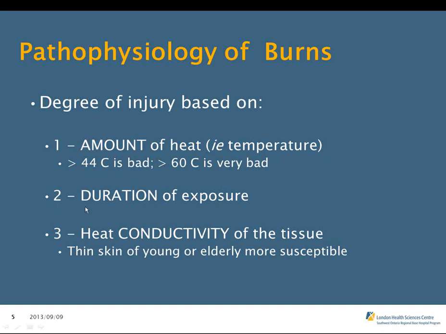The duration of the exposure is also important. It's kind of self-evident, I think, but the longer the contact you have with the burn source or the thermal source, the more damage that can occur. And then the third aspect that's important to consider is the conductivity of the tissue. What this generally means in practice is considering primarily the type of skin that the patient in front of you may have. So if you have a very young patient or an elderly patient, their skin is much thinner and more susceptible to burn injuries.